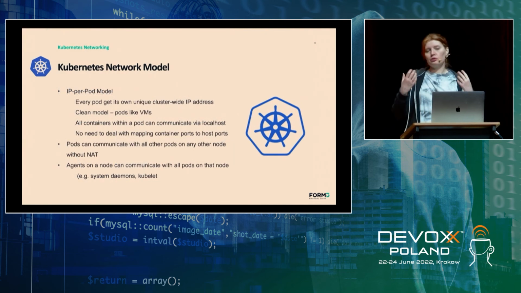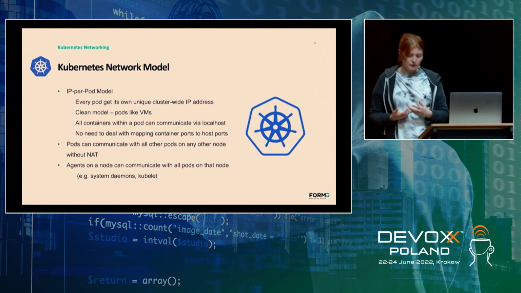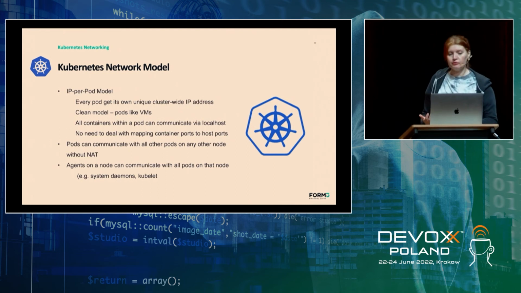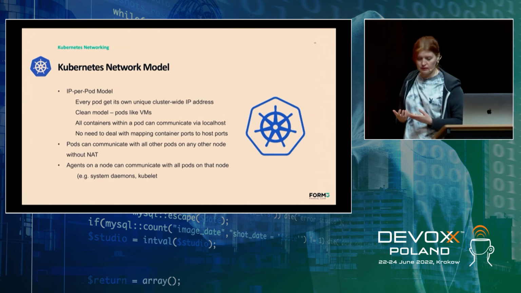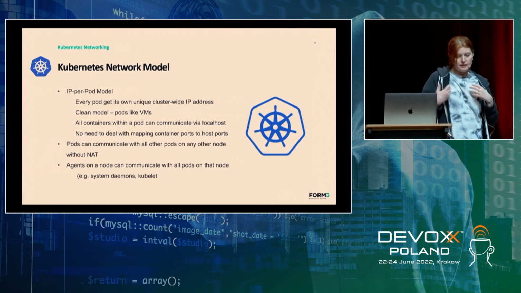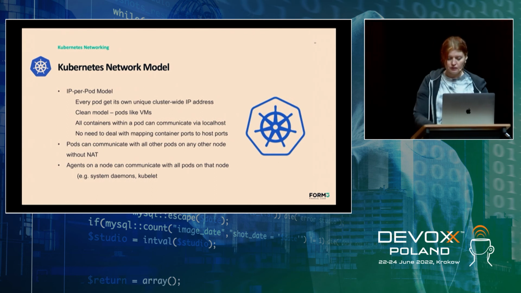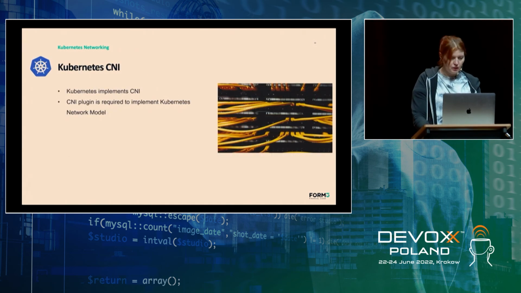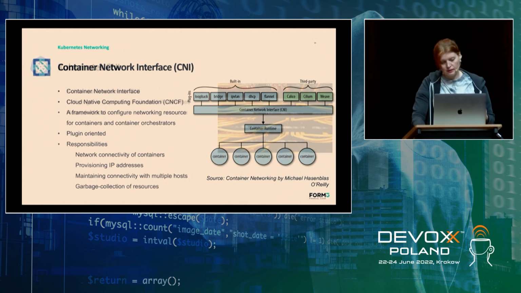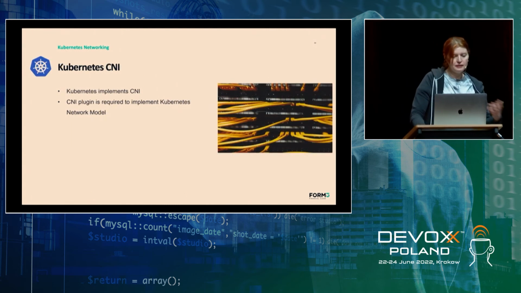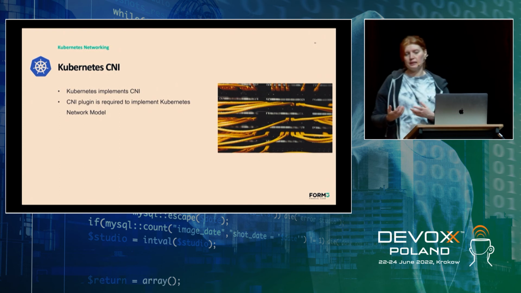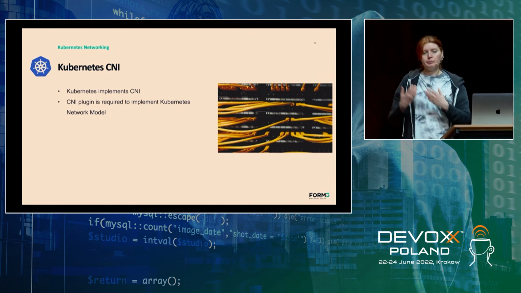I told you that on top of this custom networking, we decided to use Kubernetes, and Kubernetes provides a completely different network model. Usually this is implemented by CNI plugins. CNI is a specification provided by the Cloud Native Computing Foundation, and basically Kubernetes implements CNI, and CNI plugins are required to implement the Kubernetes network model, which provides pod-to-pod connectivity and an IP-per-pod model.